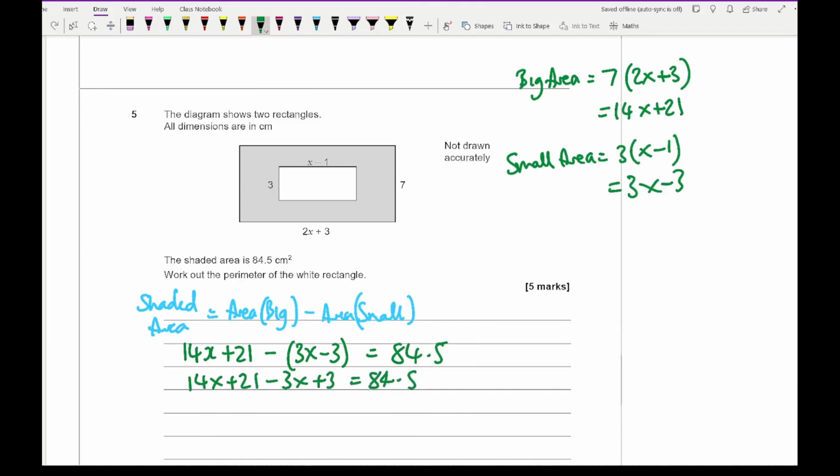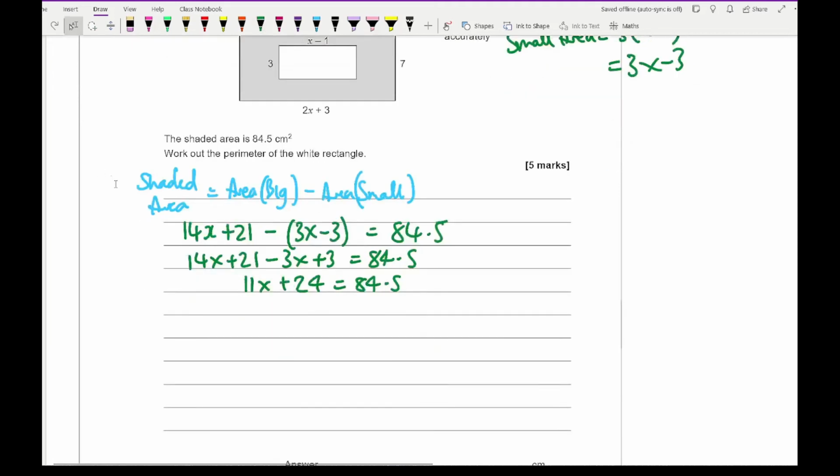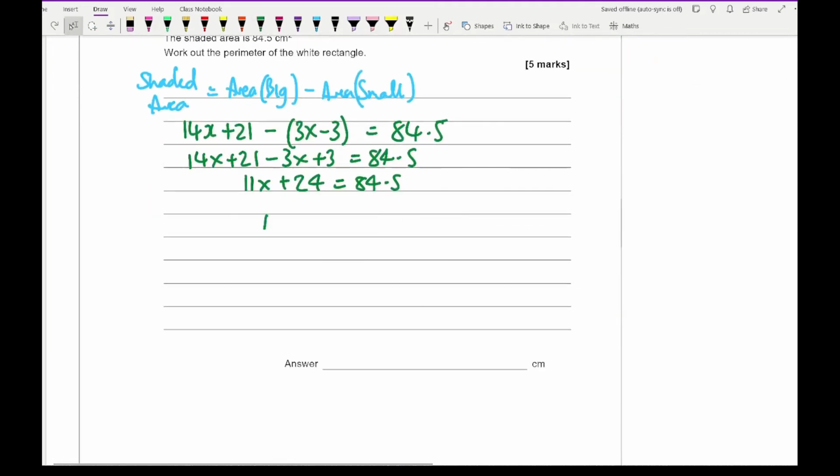And then collecting the like terms, I end up with 11x plus 24 equals 84.5. And then from this, I've got that 11x equals 84.5 minus 24, which gives me an answer of 60.5. And so x equals 60.5 divided by 11, which gives me 5.5.